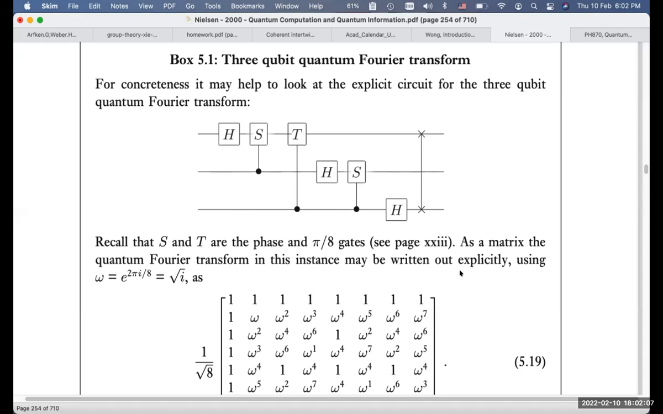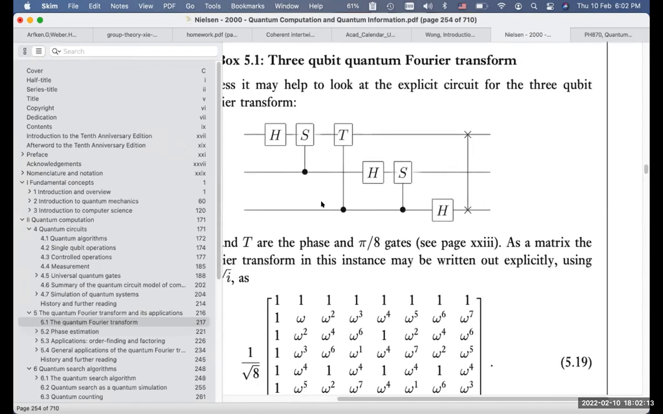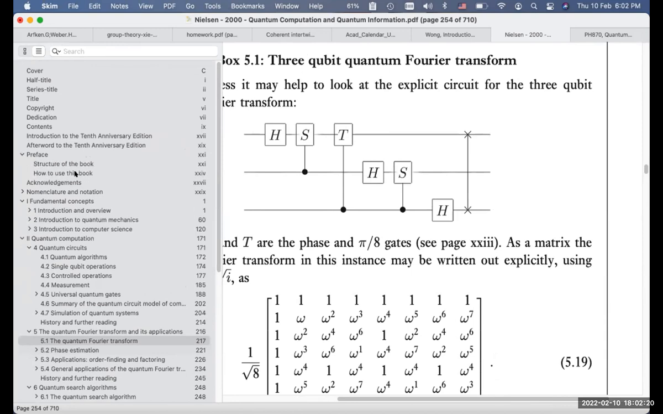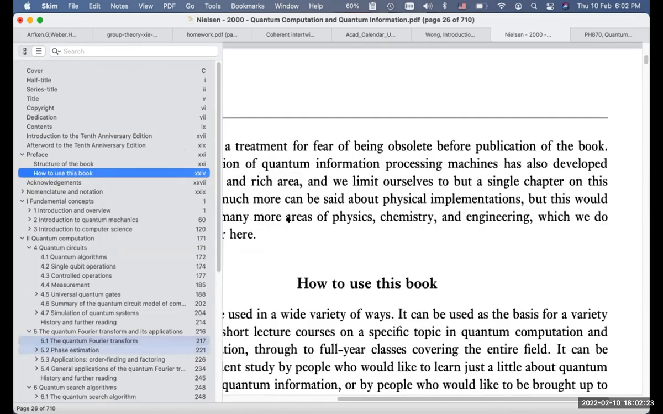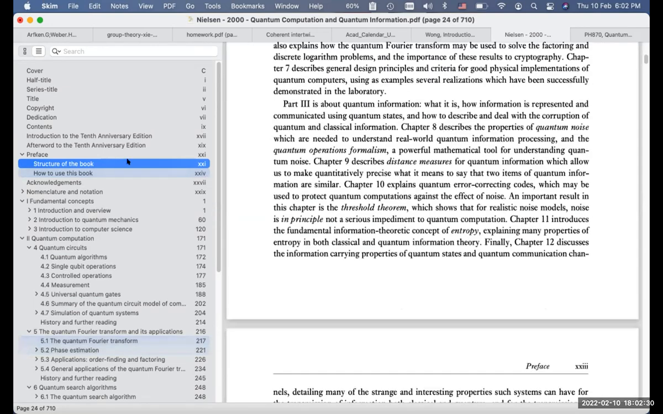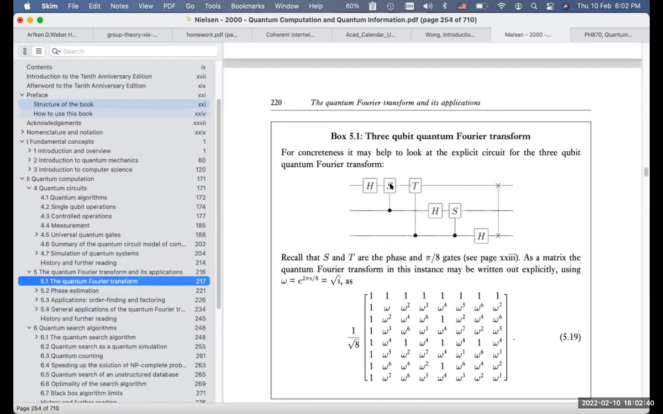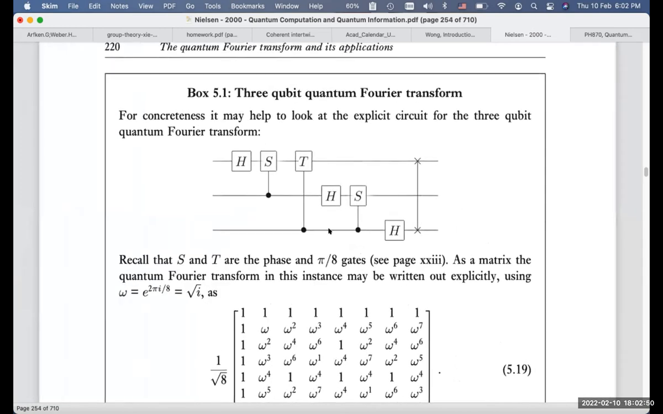So you should see this page. Let me go to this page. Page 21, 22. Yes, this page. One second. Okay, well, you can look up whatever this gate is. It's the pi by 4 gate, basically. It multiplies by pi by 4. And the T gate multiplies by pi by 8. So you get an S gate, you get a T gate, and that's it.